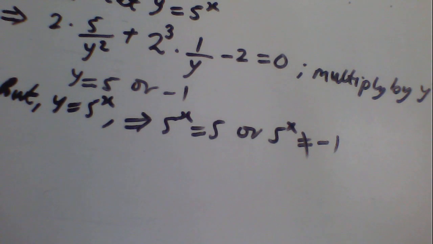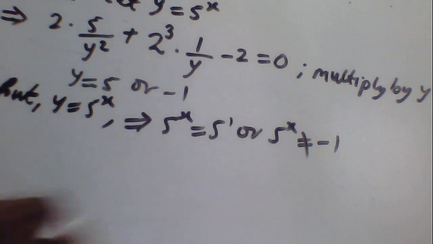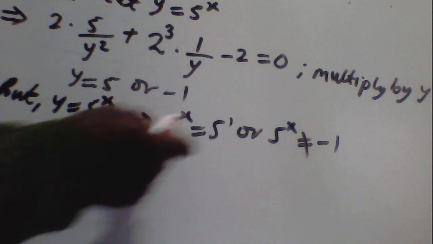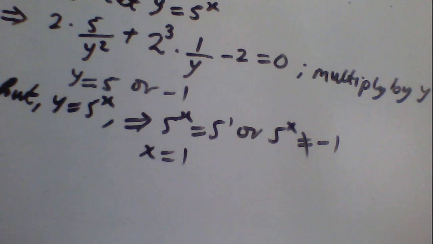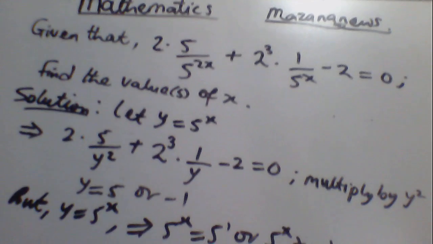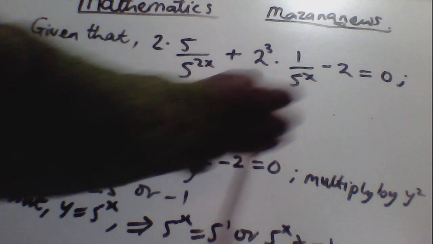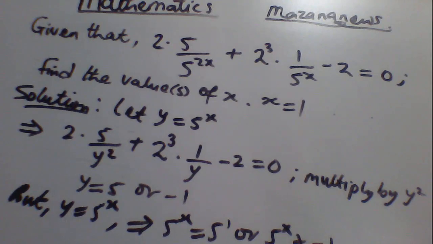So let's concentrate here, because 5 is also 5 raised to the power 1. In this case, the bases can cancel out to give us x equals 1. That is the solution, the value of x. You were asked to find the values of x, and in this case x equals 1. You can check your answer to make sure this is the right answer.